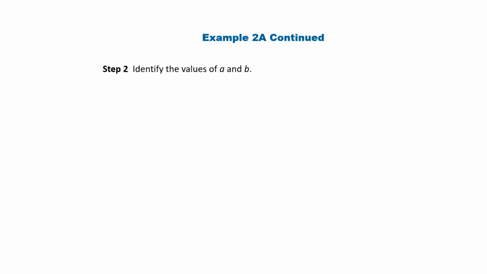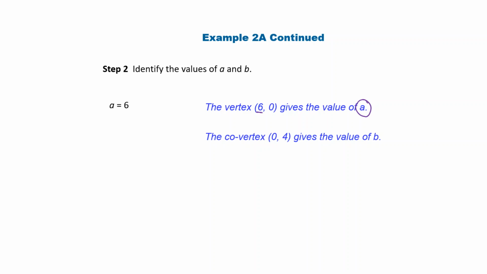Once we've chosen which formula to use, we have to identify our values of a and b. So let's take a look. The vertex, they told us, was (6, 0), so the value of a is going to be 6. We also know that the covertex, that's the minor axis, is going to be at (0, 4). So the value of b is going to be 4.